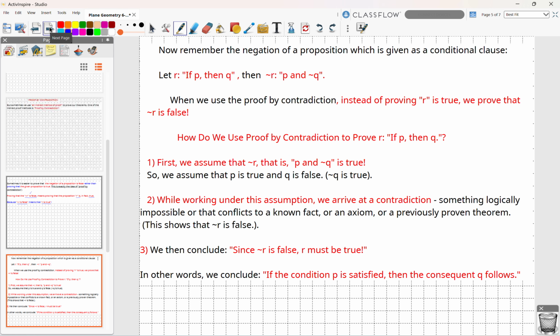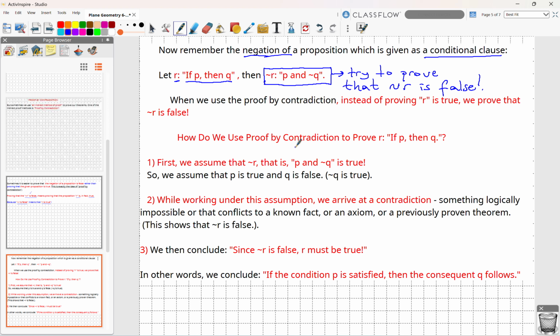Okay, now remember negation of a conditional clause. Let R be the conditional clause if P then Q, then the negation of R is P and not Q, right? When we use the proof by contradiction method, instead of proving R is true, we try to prove that negation of R is false.